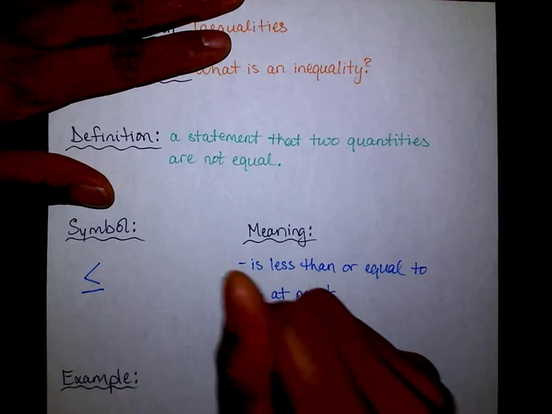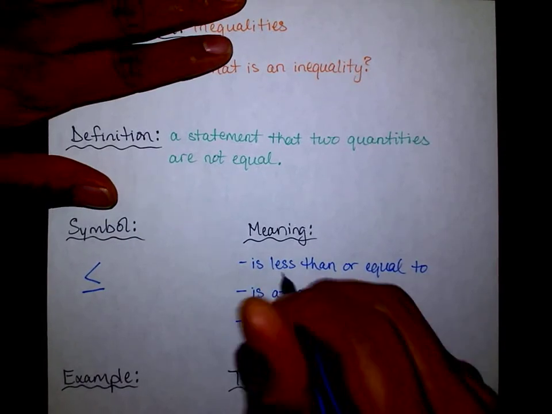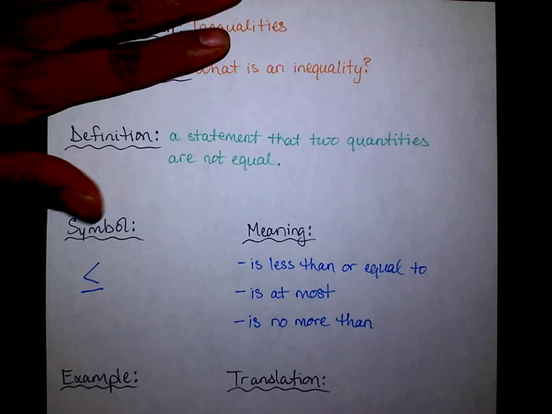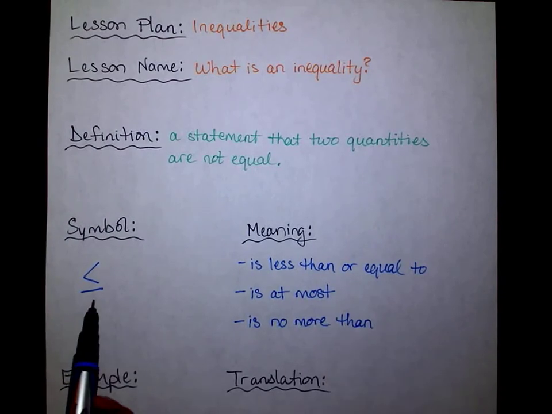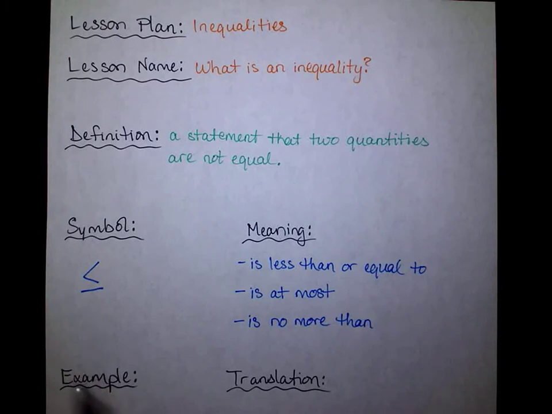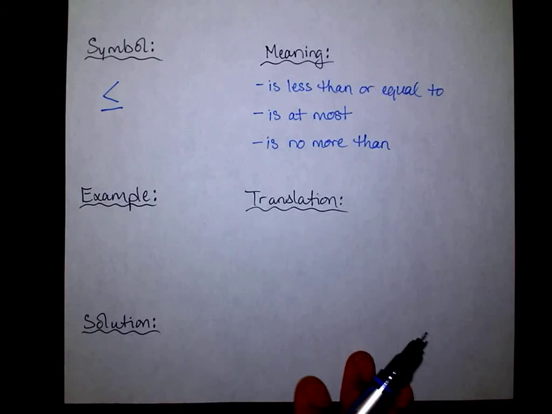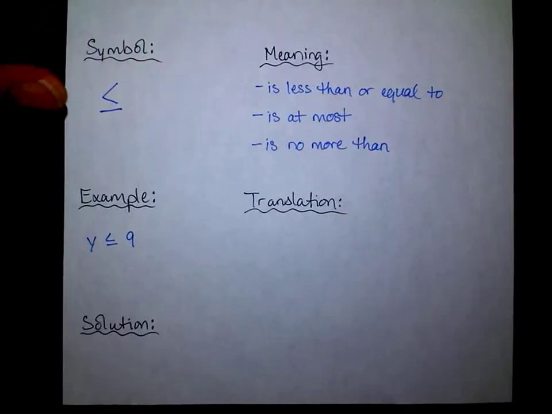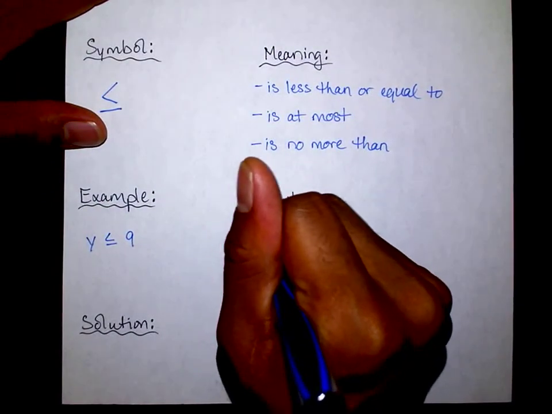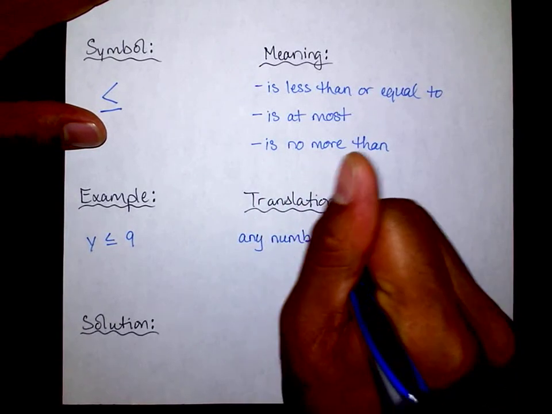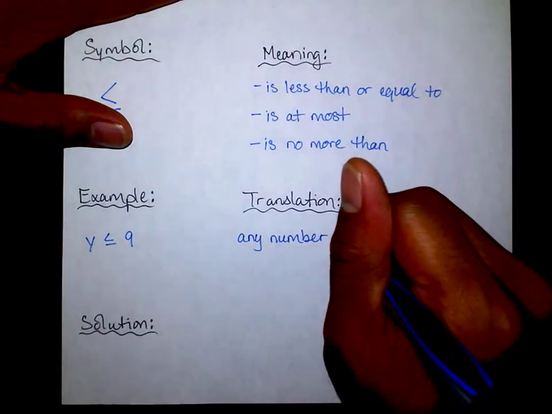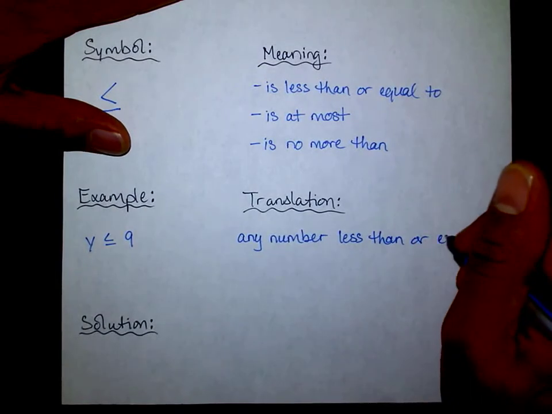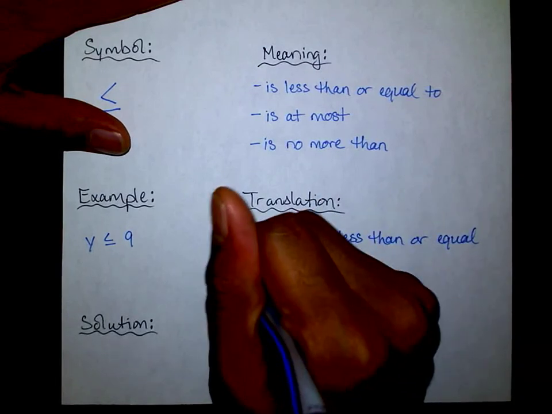Or you can say is no more than, and all three of those meanings can be used to describe this symbol right here. Now, an example of this would be y is less than or equal to 9. Translation: any number less than or equal to 9.